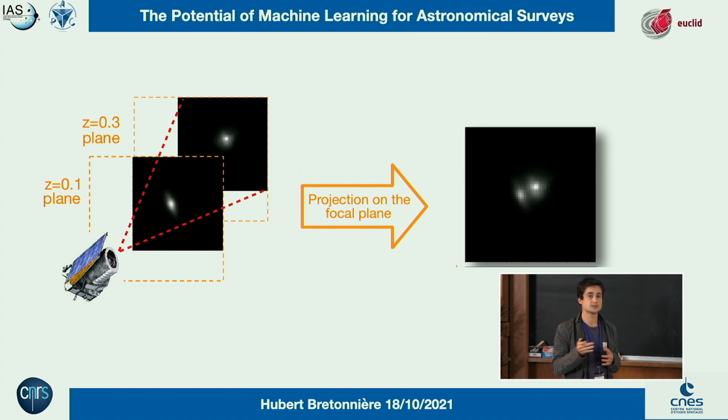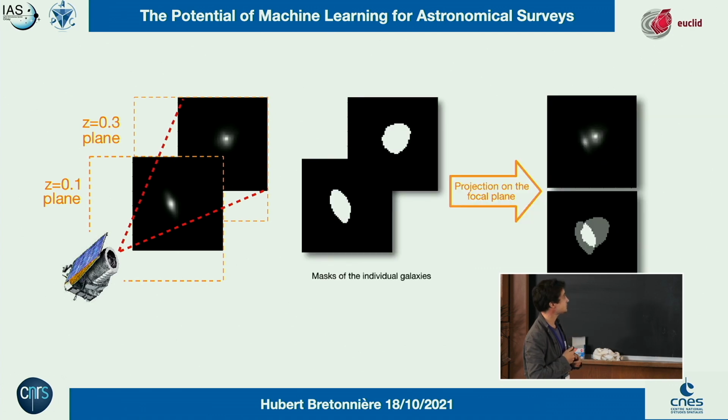And so when you're doing shape measurement, even more when you are interested in shear, if you don't recognize those galaxies as two different galaxies, you introduce big biases in your shear measurement, and it's really problematic for missions like Euclid.